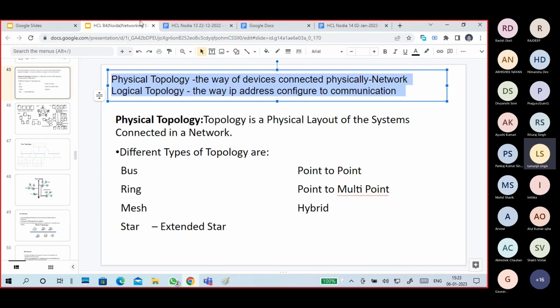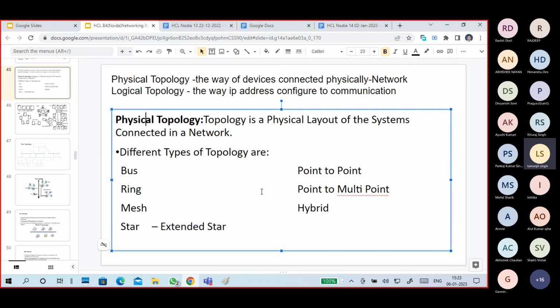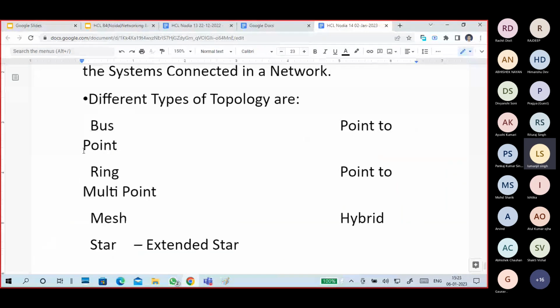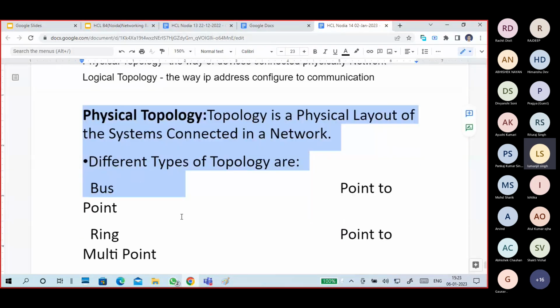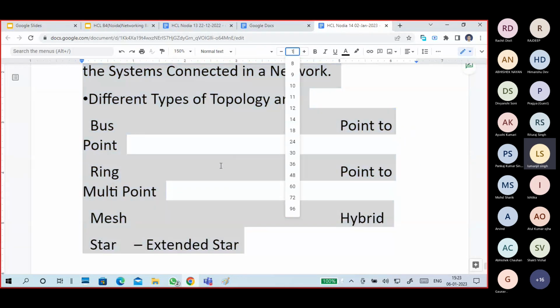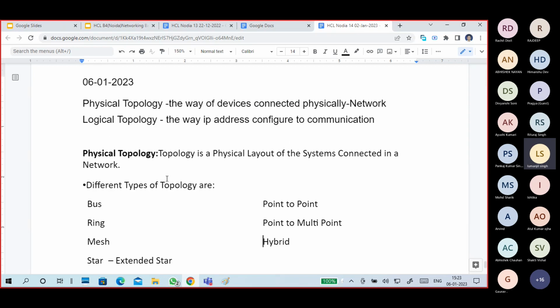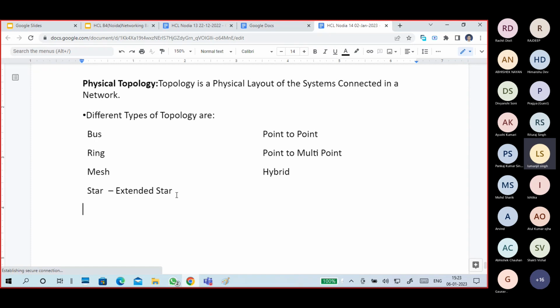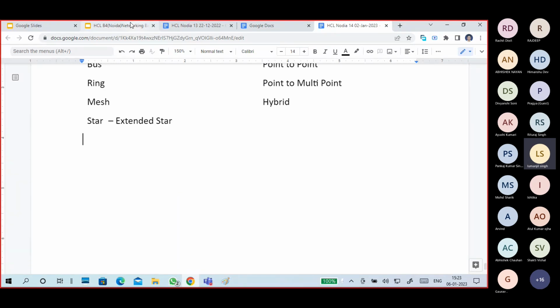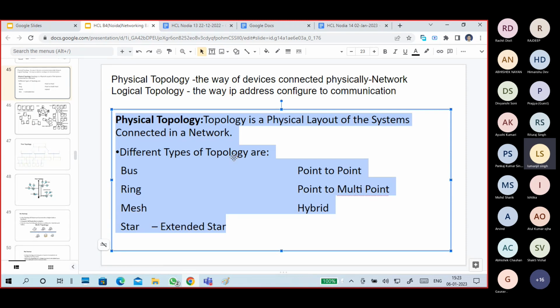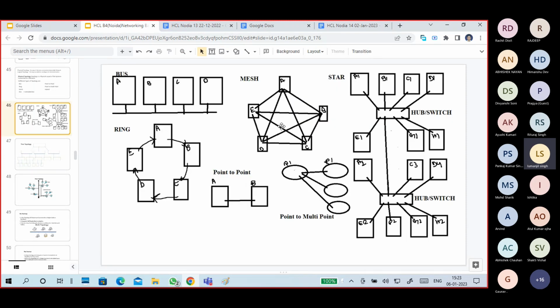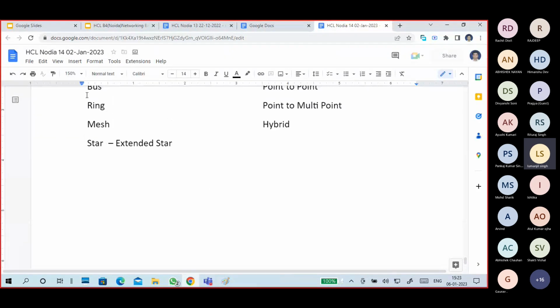In physical topologies, different types are there. Main physical topologies are bus topology, ring topology, mesh topology, star topology, hybrid topologies, and some other topologies also available, like point to point topology, point to multi-point topology. These are the topologies. In general, it's difficult to draw, but one drawing picture is there, so I could copy paste, but I need to explain, right? So that's why I'm drawing again.